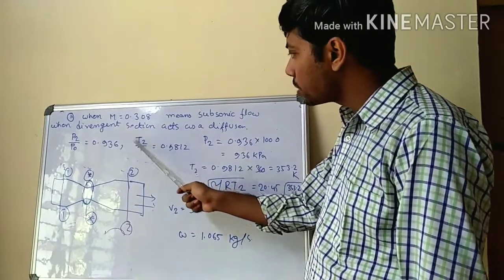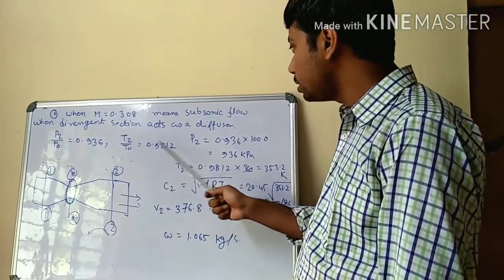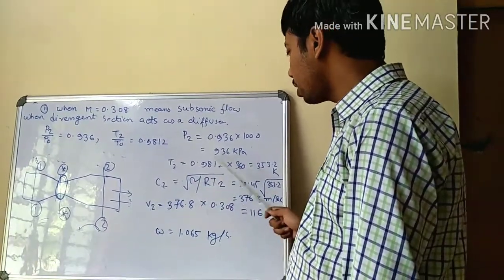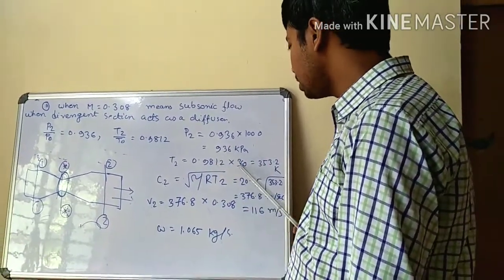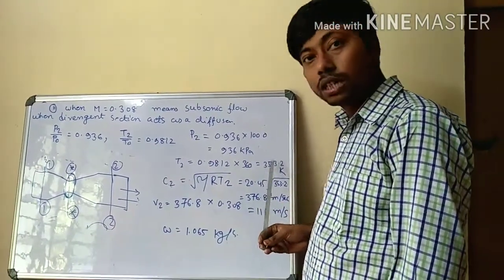From this expression, T2 by T0 is 0.9812, so T2 will be this value into T0. T0 is 360, given in the numerical. So T2 is basically 353 Kelvin.